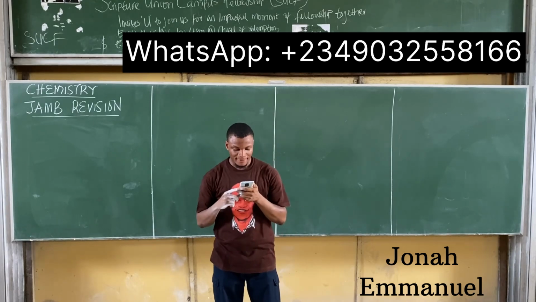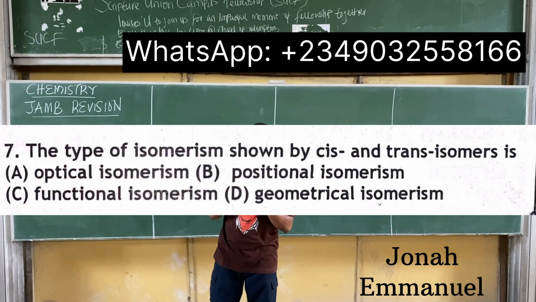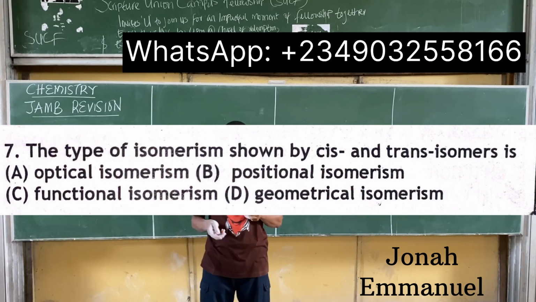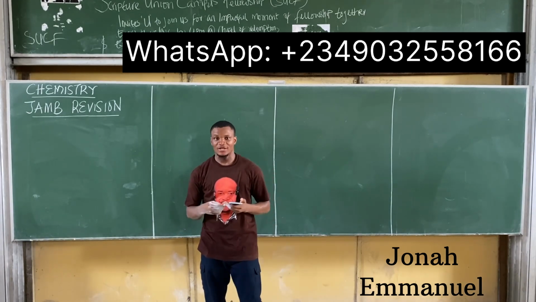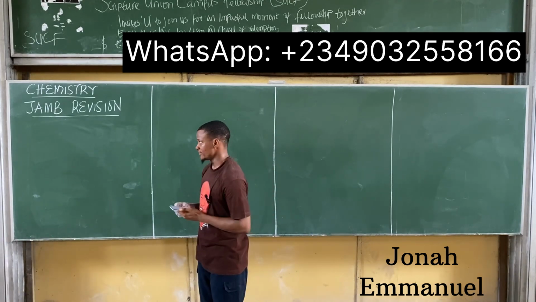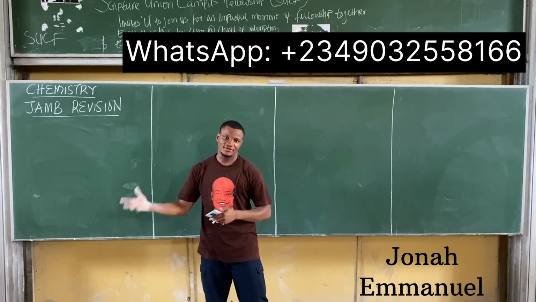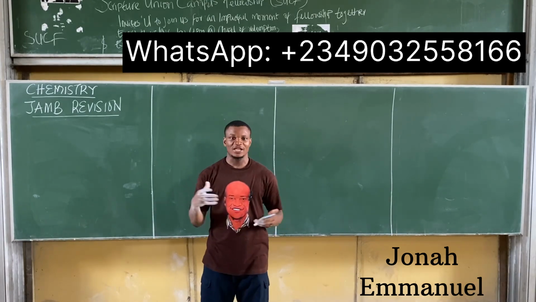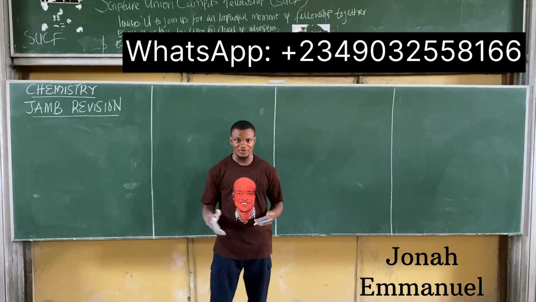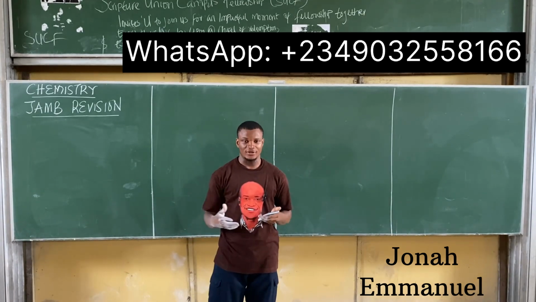Alright, this question says the type of isomerism shown by cis and trans isomer is very simple there. This is under organic chemistry. The answer is geometrical isomerism, right? So under geometrical isomerism, you now have the concept of cis and trans system, right? You can check out my video on organic chemistry so that you can learn more about that. All right, so let's move on to the next question there.